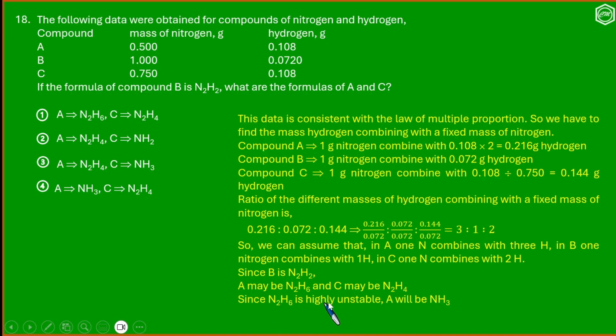Since N2H6 is highly unstable, A will be NS3. So, option 4 is more correct. A is NS3 ammonia, B N2H2 diazine, C N2H4 hydrazine.